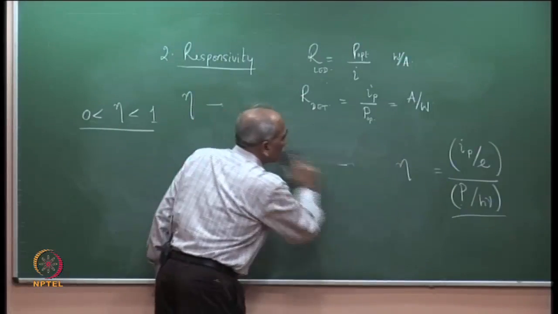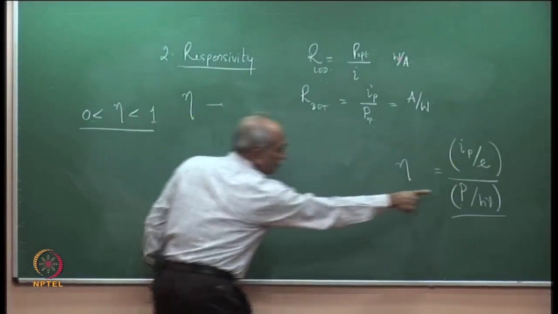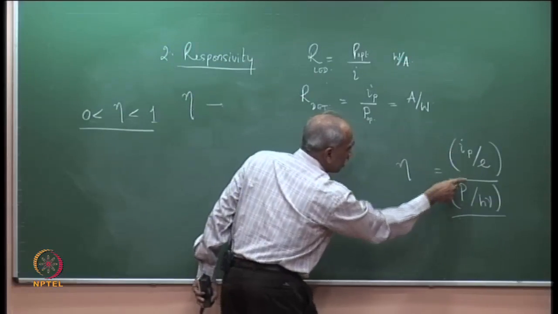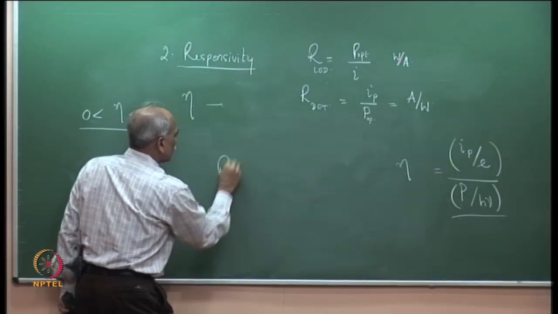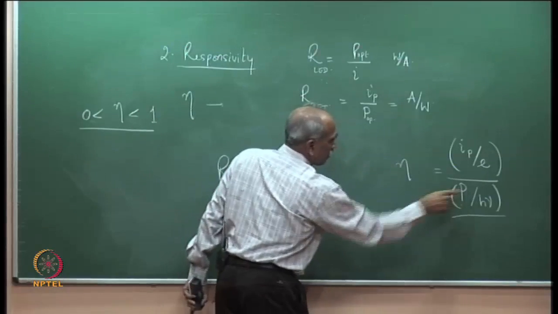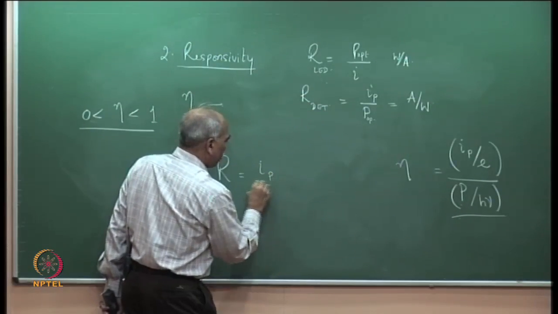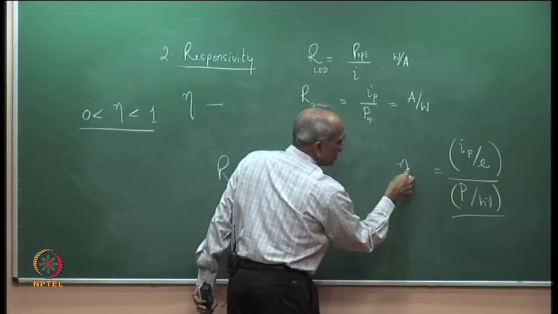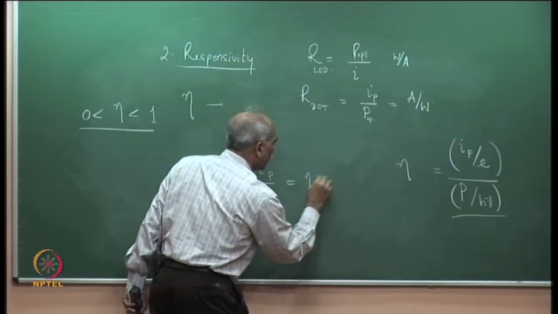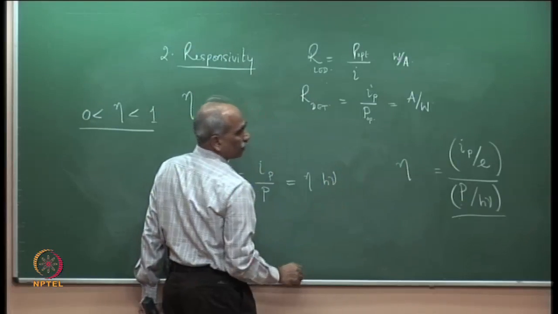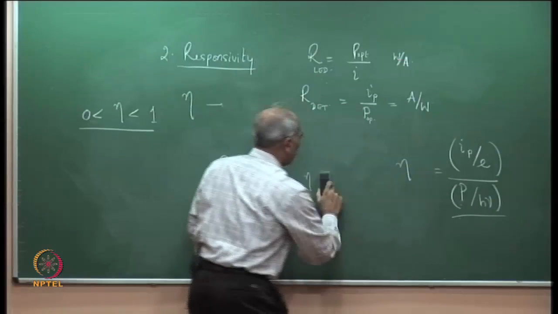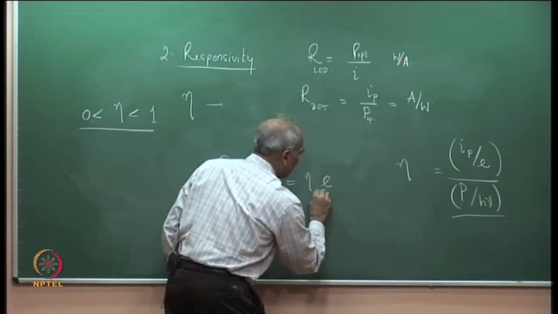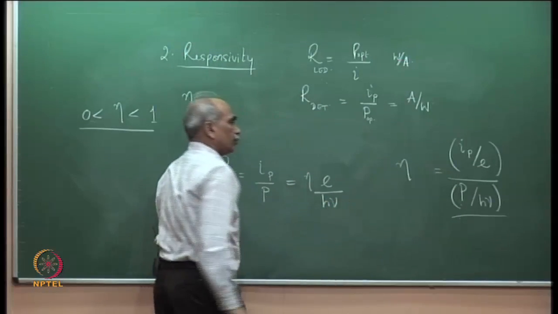So, responsivity is this. Responsivity equals IP by P. I take IP as n eta into E, and P as n into h nu. Oh, this was already in the denominator, so h nu comes to the numerator. So, eta into E divided by h nu.